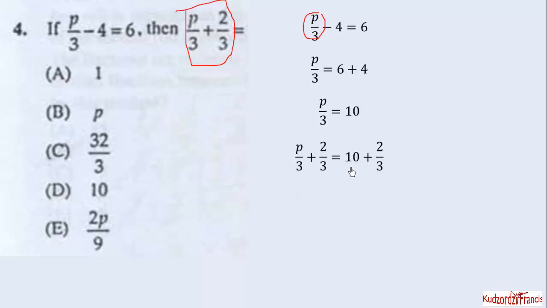Now we need to simplify this. Note that this is the same as 10 over 1. So we write this in terms of the LCM, which is 3, by multiplying the numerator and denominator by 3 to get this. Now we add the numerators because we have like fractions. So that will give you 32 over 3. So the correct answer is C.